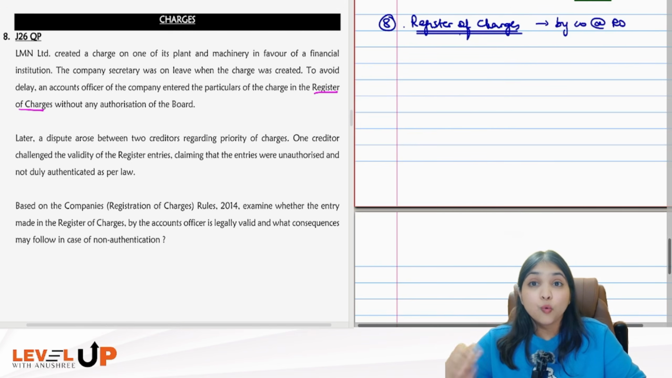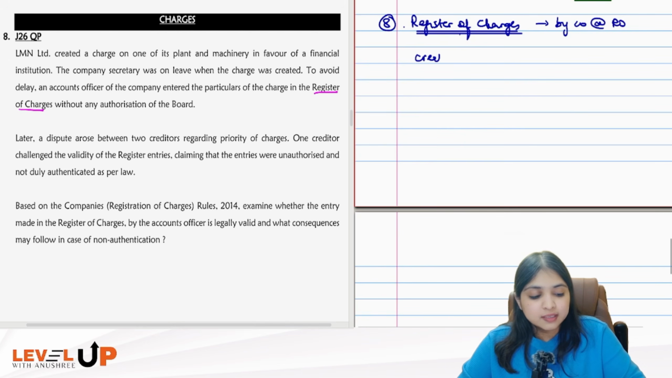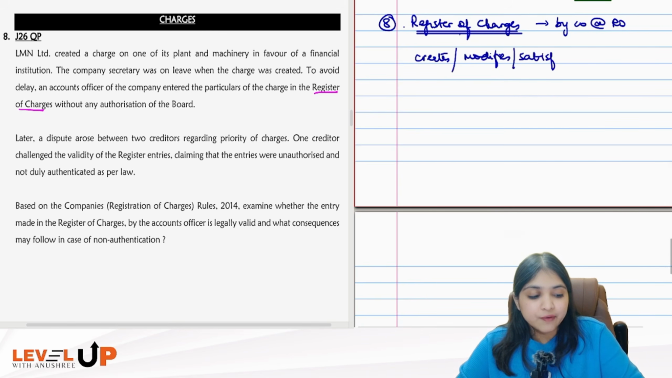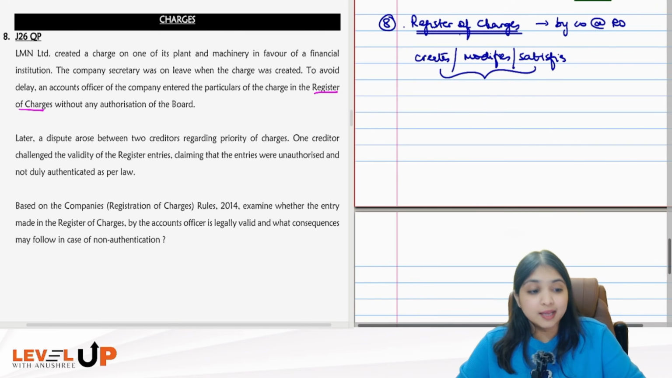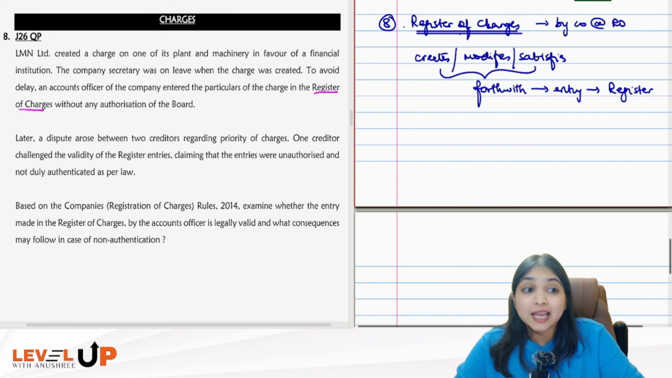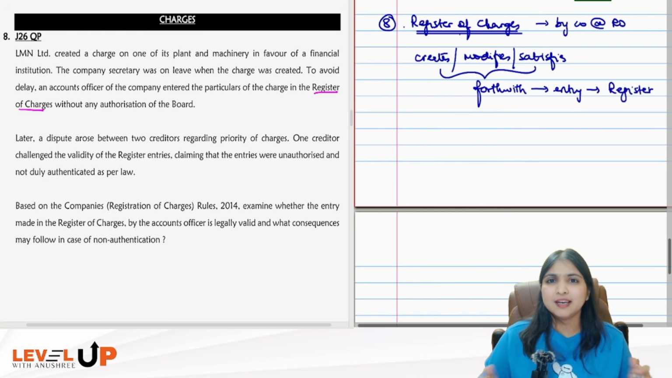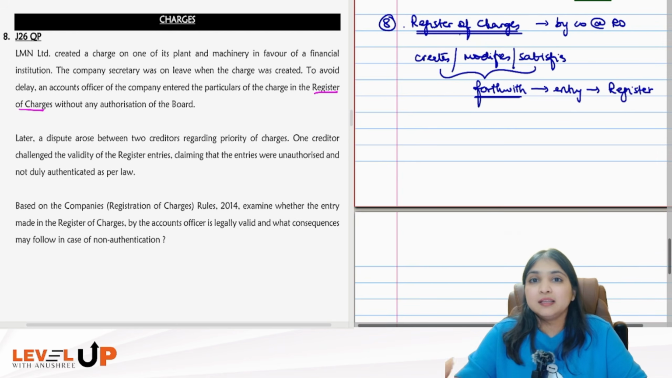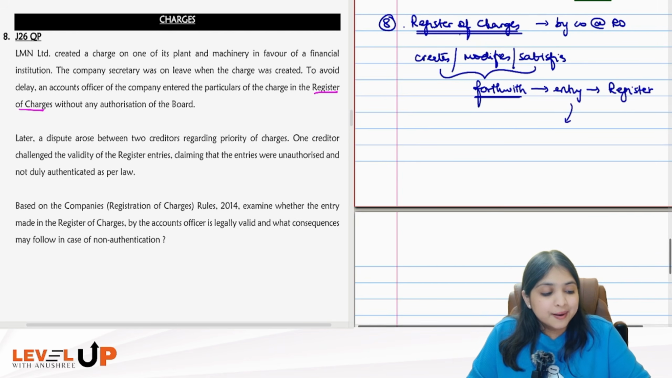Whenever the company creates a charge, whenever the company modifies the charge, or whenever the company satisfies the charge, immediately after that, forthwith, the language used in the law is forthwith, an entry has to be made into this register. So is there a time limit that within how many days you have to make an entry? There's no time limit. Immediately, forthwith, the entry has to be made in the register.